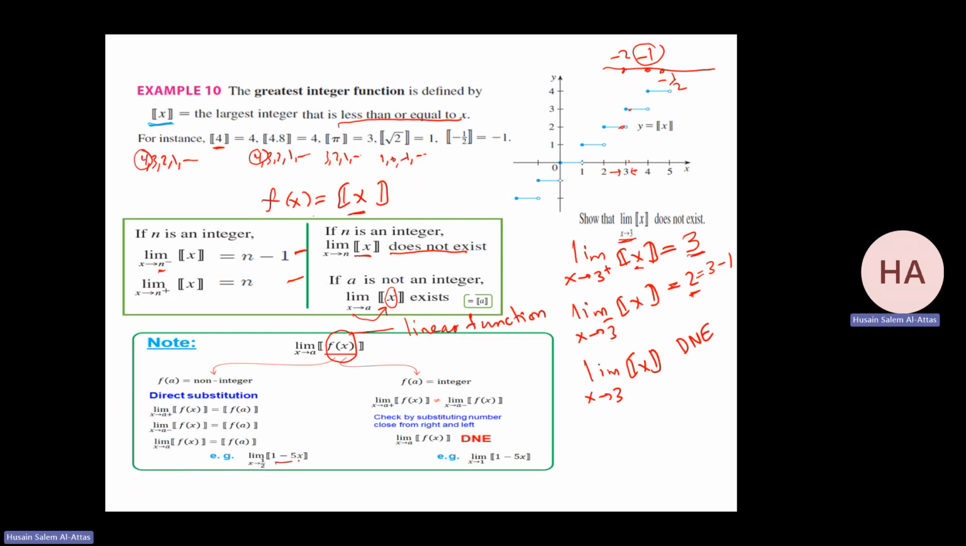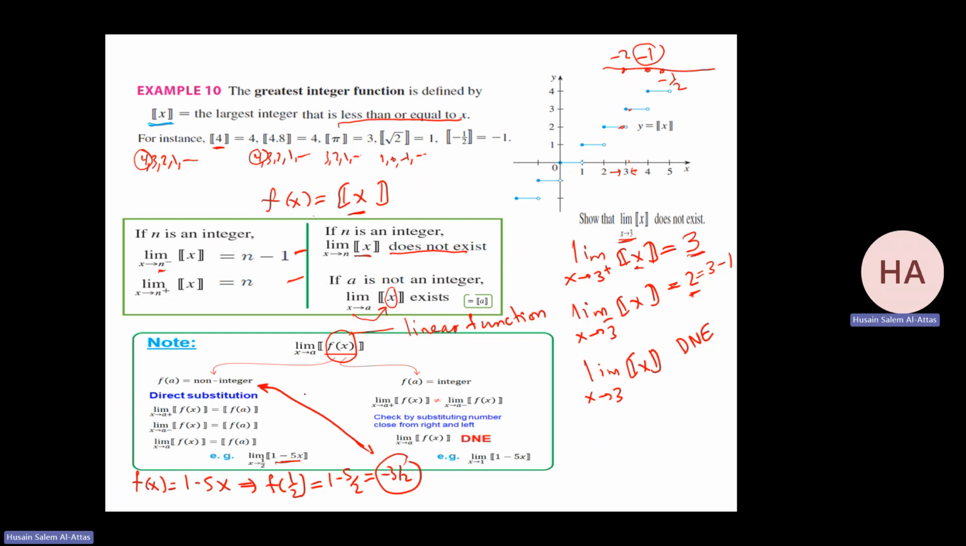For example, 1 minus 5x. We want to check as x goes to half. Substitute. My f of x is 1 minus 5x. What is f of half? 1 minus 5 over 2, which is minus 3 over 2. So is this an integer or non-integer? Non-integer. So I am in this case.